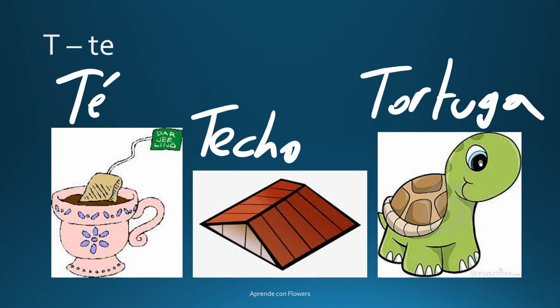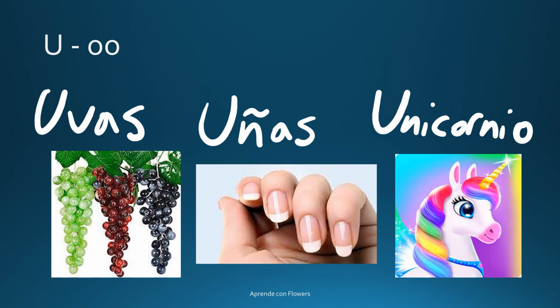You want to have your tongue hit behind your teeth. So if you just practice saying T, T, T, that's not right. You gotta say te, te, te. U. U de uvas, uñas, unicornio.